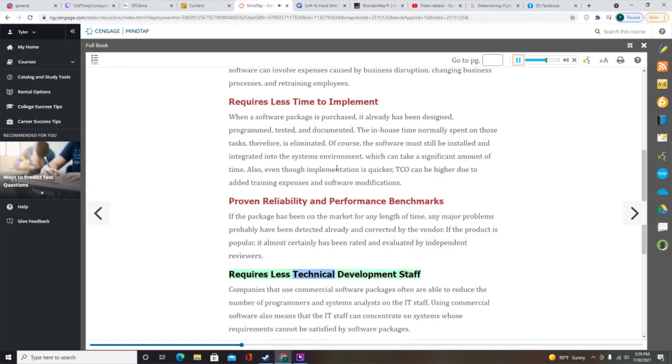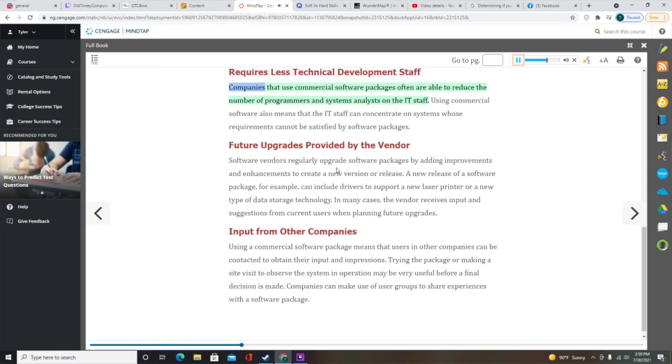Requires less technical development staff. Companies that use commercial software packages often are able to reduce the number of programmers and systems analysts on the IT staff. Using commercial software also means that the IT staff can concentrate on systems whose requirements cannot be satisfied by software packages. Future upgrades provided by the vendor. Software vendors regularly upgrade software packages by adding improvements and enhancements to create a new version or release.